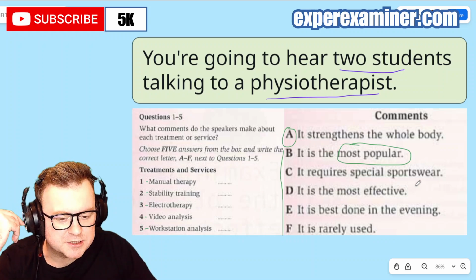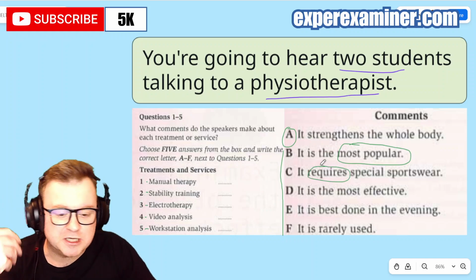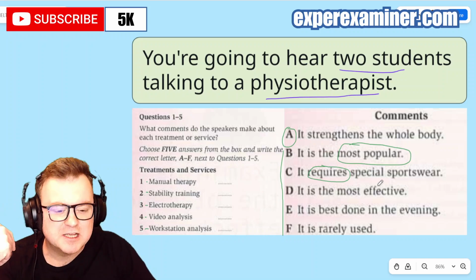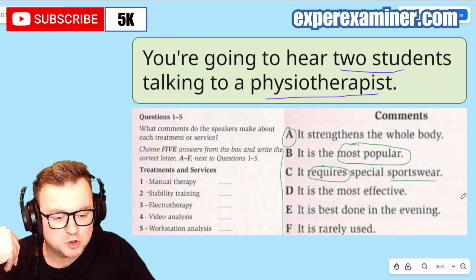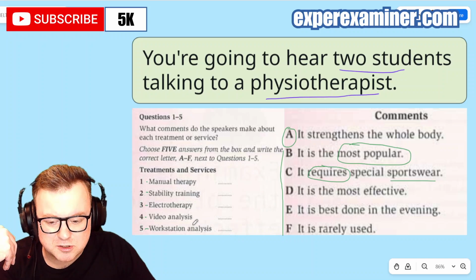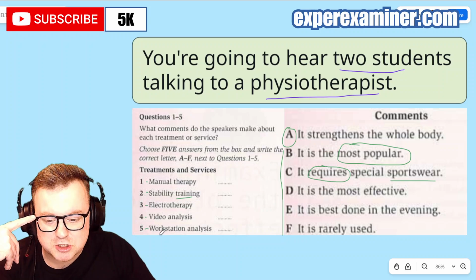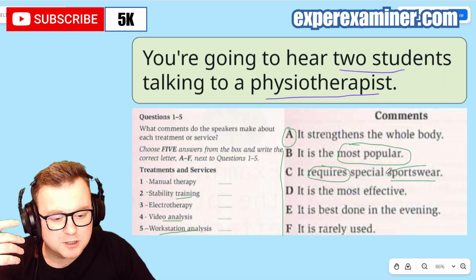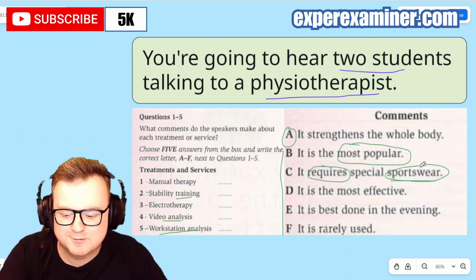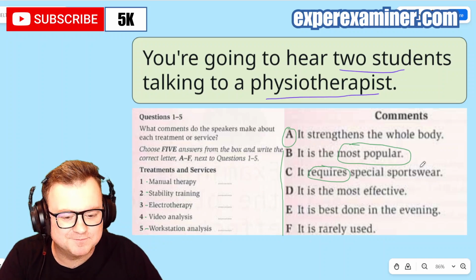C, it requires special sportswear. So we might get a paraphrase of require: necessary, you need to, you have to have special sportswear. We might get specific examples like specific shoes, or maybe if it's connected to, I don't know, stability, maybe workstation analysis, or maybe video analysis. Maybe they ask you to run on a treadmill, and so they ask you to wear special sports trainers or something like this, running shoes, possibly.